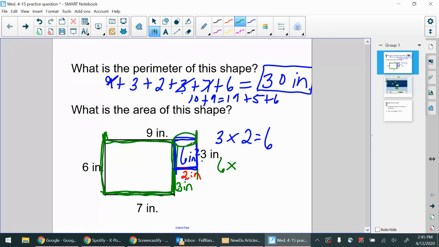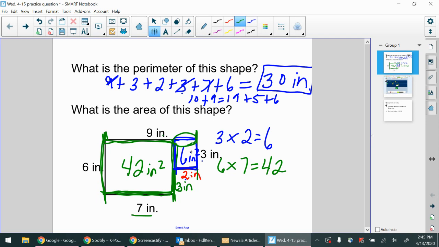I'm going to use this dimension, this label down here, to help me. This top part is still 7 inches because 9 inches is all the way across. But I know that from this point to this point, it is definitely 7 inches. So I'm going to go 6 times 7. And I know that 6 times 7 is 42. So the area of this rectangle is 42 inches squared.